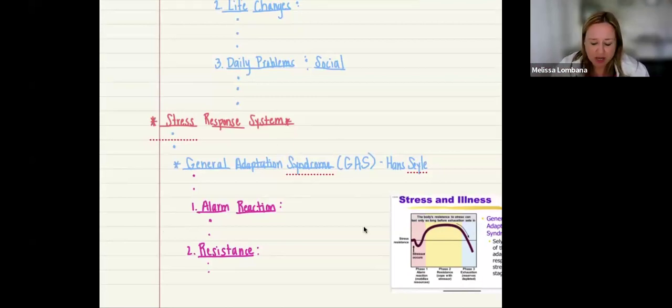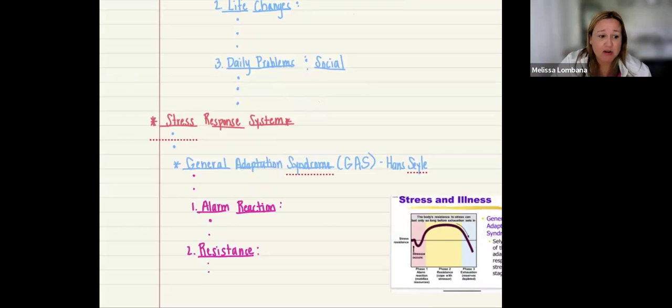Okay, the last one is the daily problems or social stresses. And this can be any type of stressors that add up, or are constant. This could be anything from you lose your phone to too much homework to fitting in, things like that. So those are the three major stressors.